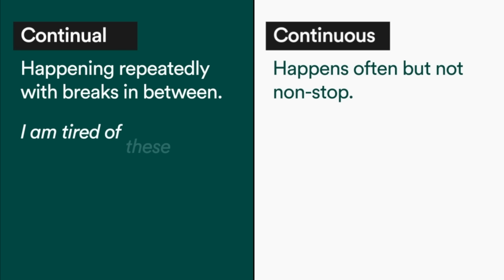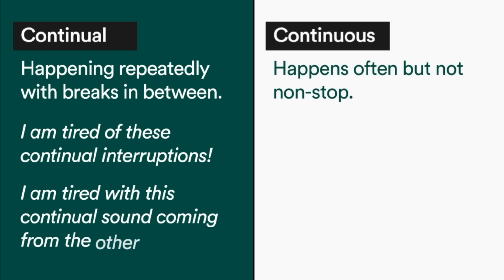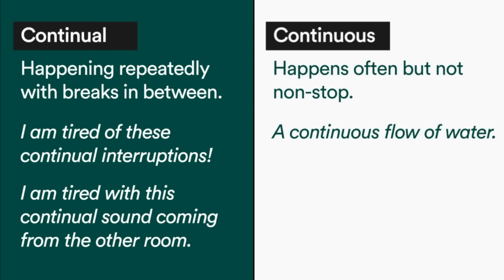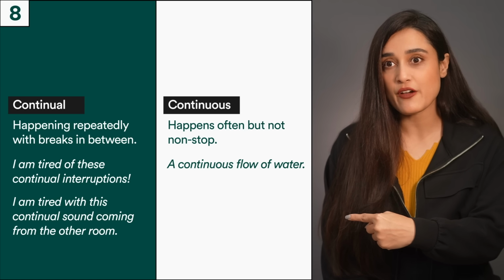I'm tired of these continual interruptions. They happen often. I'm tired with this continual sound coming from the other room or from the neighbor's house, right? Continuous is non-stop. So they are quite different actually. Non-stop, without any interruption at all. Continuous is literally no break, a continuous flow of water. So continual has breaks, continuous, no breaks. Happens again and again, never stops.